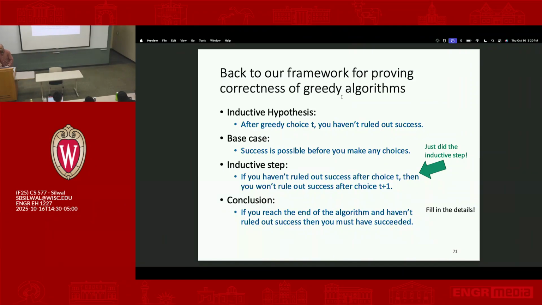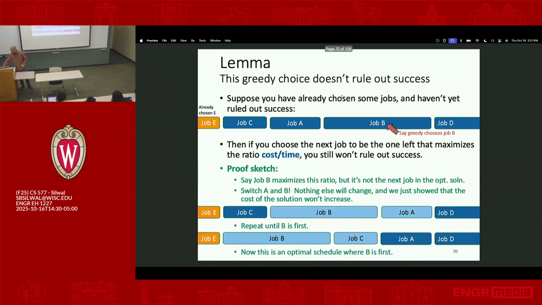Okay. Yeah. I have a similar question. I get why you're switching it, because you're trying to follow the greedy procedure, but I don't understand why the optimal is even better if it's not at all.